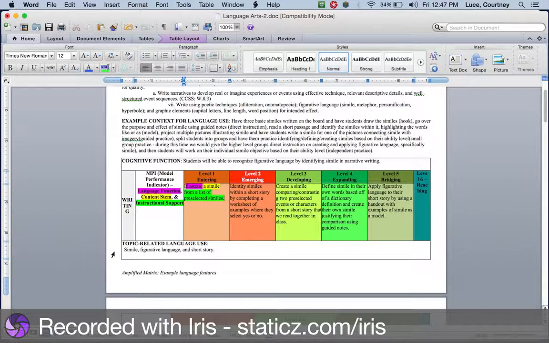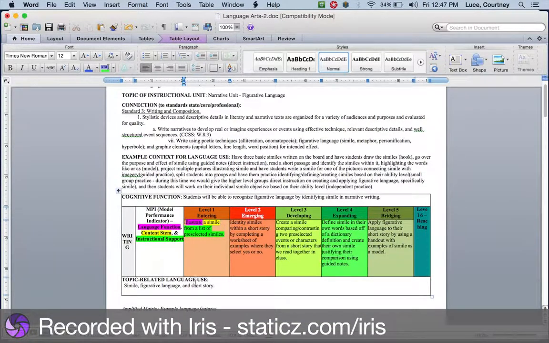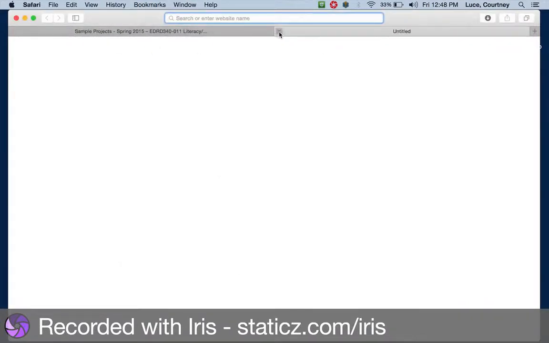The next piece is topic-related language. What vocabulary, what academic vocabulary will they be working with for this particular piece of instruction, this lesson? Any academic vocabulary is going to go here. So I'm going to minimize this and show you now how you go about writing these model performance indicators.